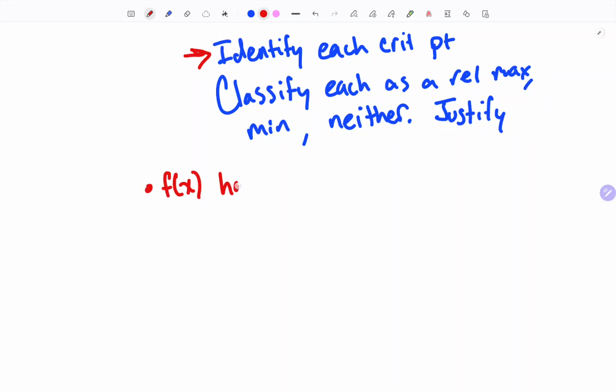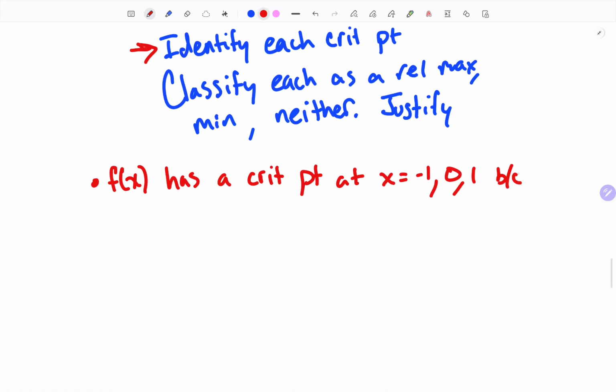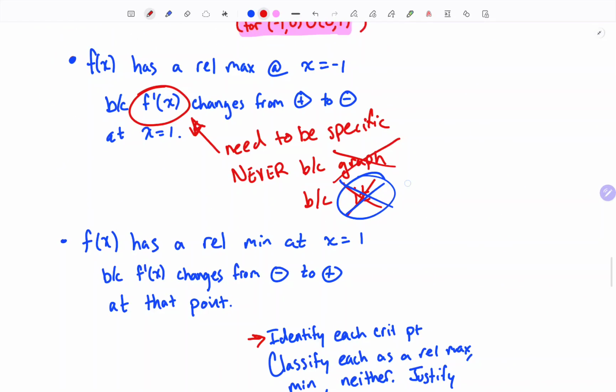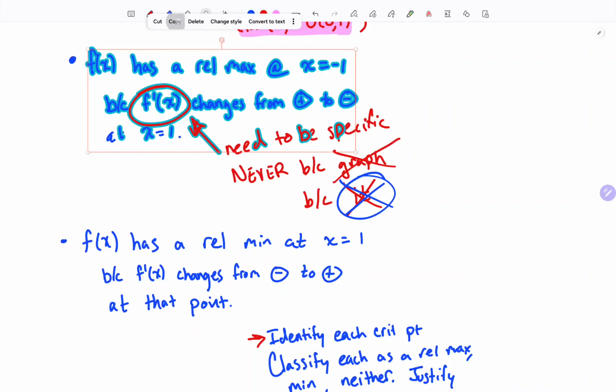f of x has a critical point at x equals negative 1. Don't forget 0 and 1, because f prime of x equals 0 at those points. You want to say that, right? Then the second part is going to be the relative maximum. What we just said here is perfect, so you're just going to copy this down.